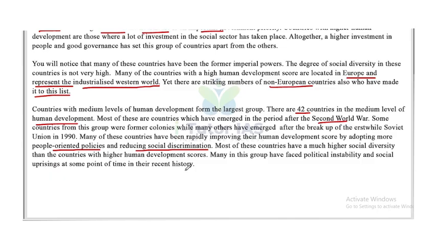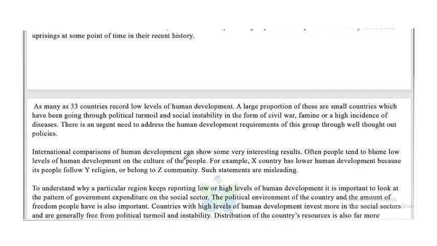Now, as many as 33 countries record low level of human development. A large proportion of these are small countries which have been going through political turmoil and social instability in the form of civil war, famine or high incidence of diseases. There is an urgent need to address the human development requirements of this group through policies.